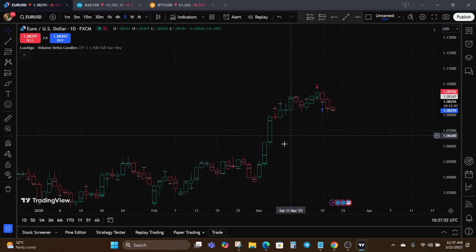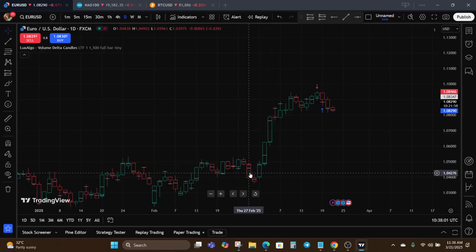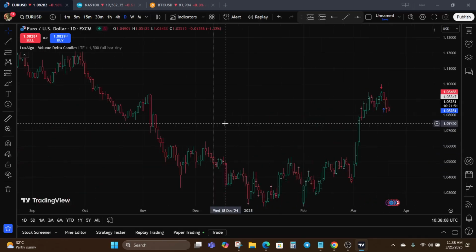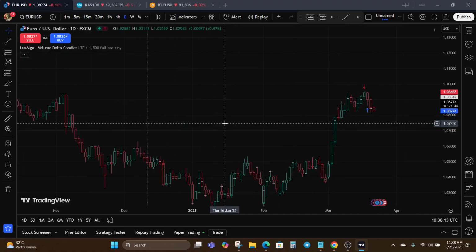When you have a green delta candle, it means more aggressive buying than selling. When you have a red delta candle, it means more aggressive selling than buying. When you have a neutral delta candle, it means buying and selling pressure are nearly equal. So this gives traders an inside look at market dynamics, beyond just price movement.